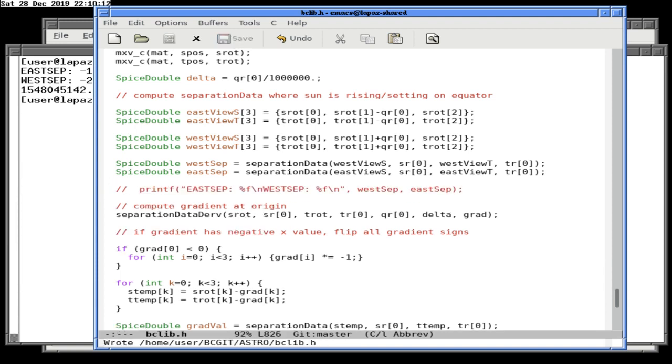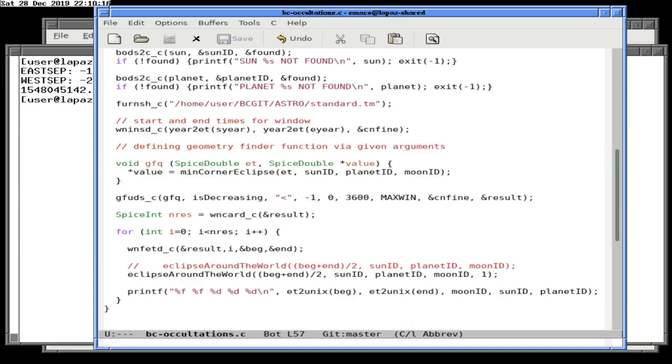Okay, so now this is the function we want to tell us when eclipses begin and end. So we go back to BC occultations. I'm going to go ahead and save this real quick to Git, because I'm paranoid. And again, I know you can't see what I'm doing. That's okay. No one's watching anyway, so who cares?